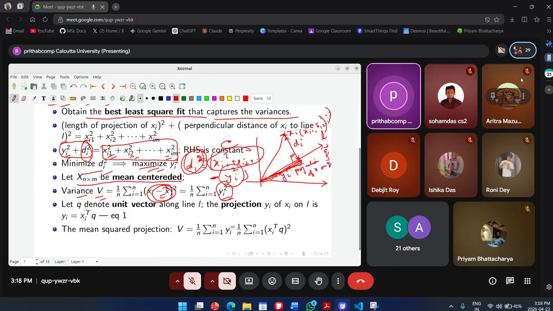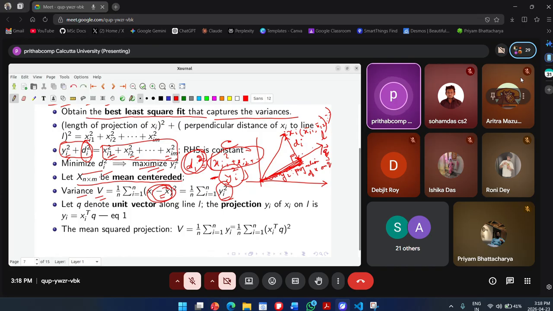So over here, this is your variance: 1 by n, summation i equal to 1 to n, simply yi square. This is the reason why we have done this mean centering. Okay. So now, don't forget the objective.